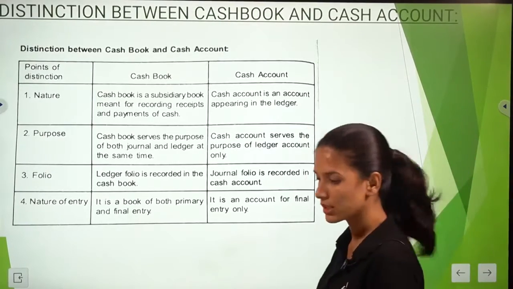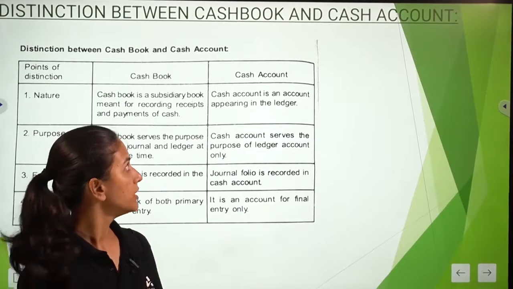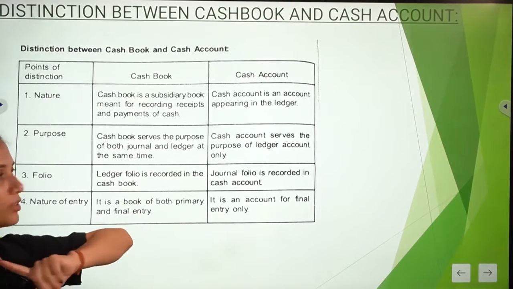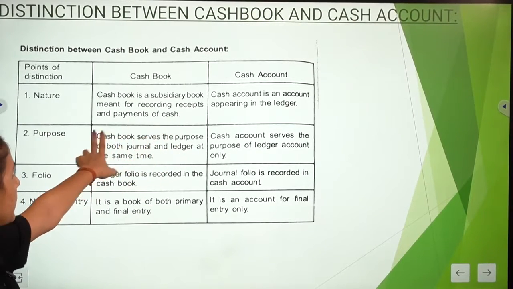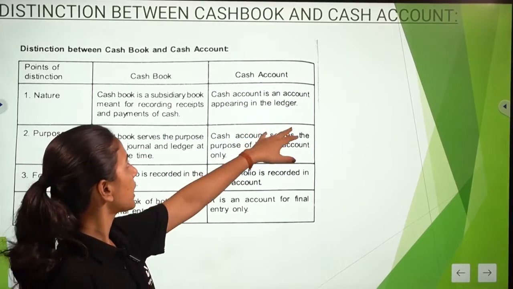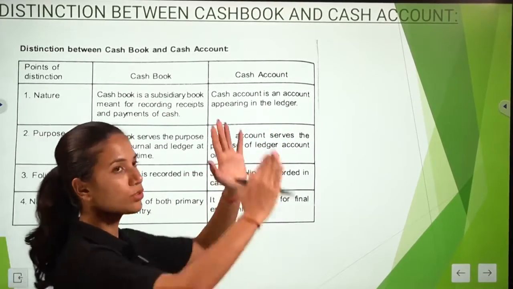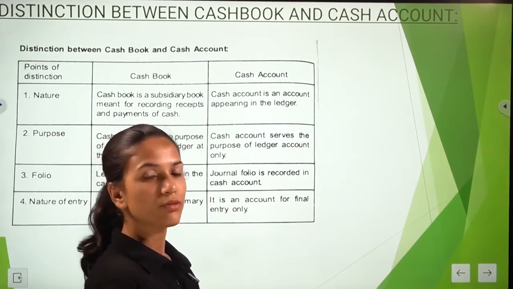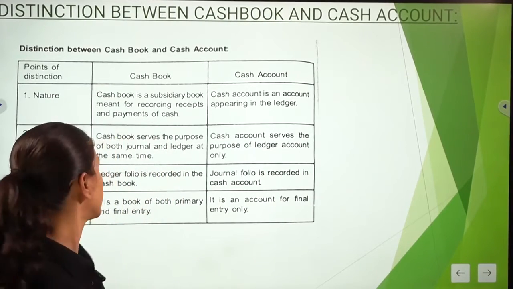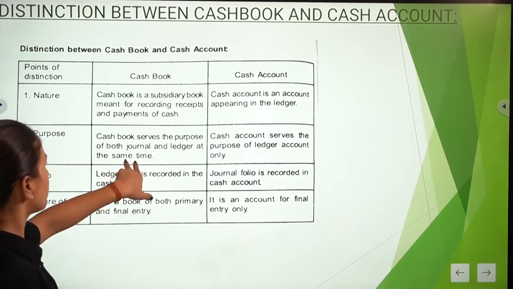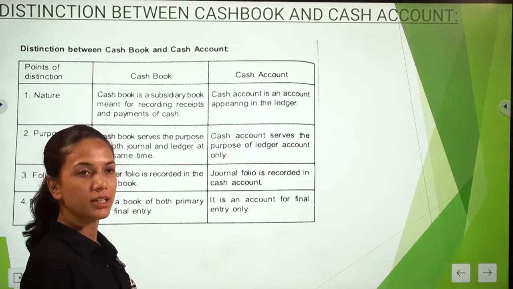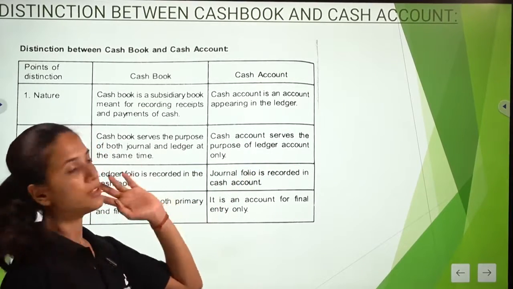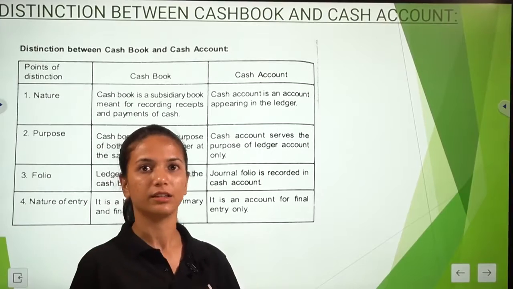Now, what are the distinctions between a cash book and a cash account? Let's see. First, nature. Cash book is a subsidiary book, meant for recording receipts and payments of cash. And cash account is an account appearing in the ledger. Cash book is a totally different subsidiary book, and cash account is one of those accounts prepared under the ledger. Next, purpose. Cash book serves the purpose of both journal and ledger at the same time. But cash account serves the purpose of a ledger account only, because we are preparing it under the ledger itself.